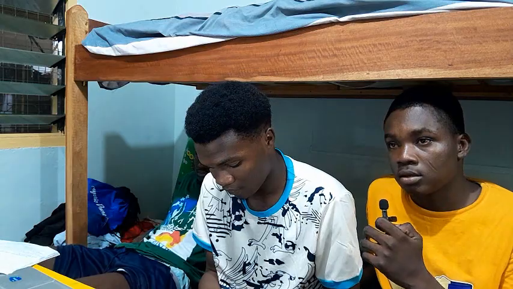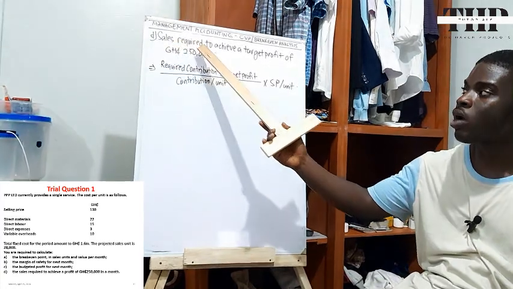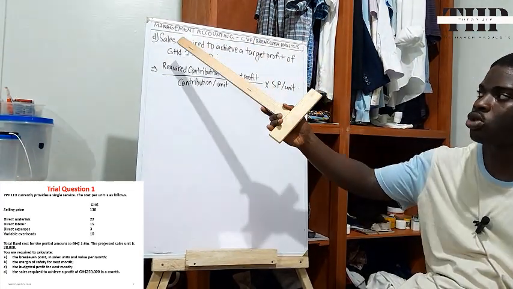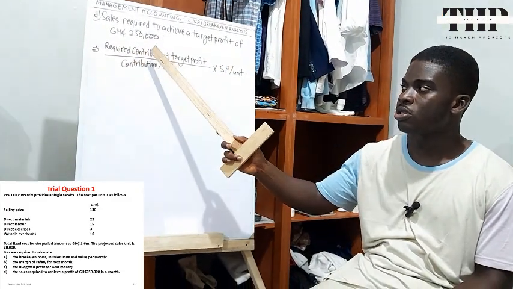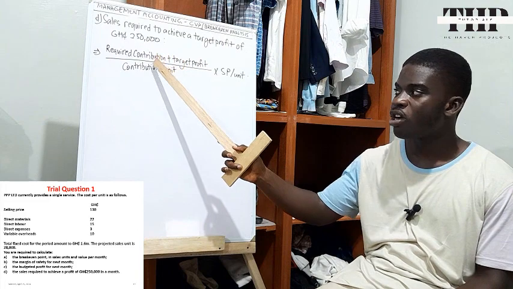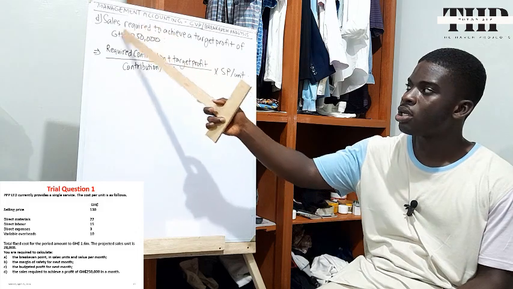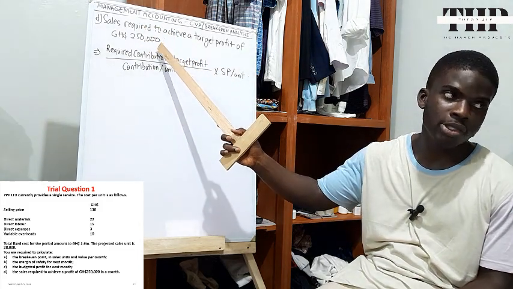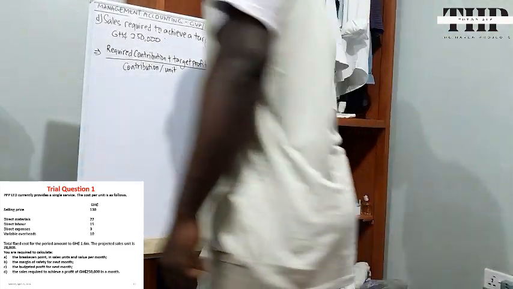So we are now moving on, that means we are done with the C, right? Now moving to the sales required to achieve a target profit of 250,000 Ghana cedis. So this is the formula: required contribution, fixed cost plus target profit, over the contribution per unit, times the selling price per unit. The target profit will be 250,000. Then the rest we already have from the question, so let's just solve.